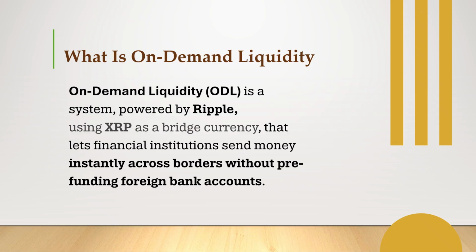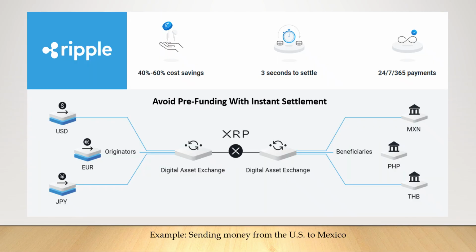Now I'm going to talk about how that happens. Let me get my little pointer here, and we're going to talk about an example. Okay, an example of using XRP as on-demand liquidity would be, for example, sending money from the US to Mexico.